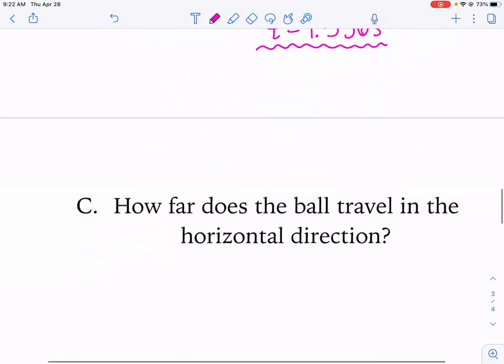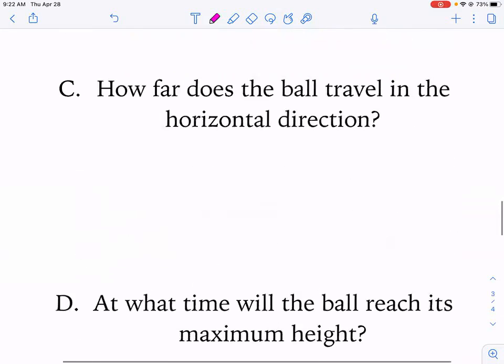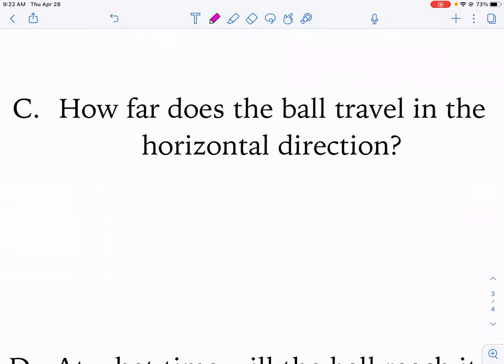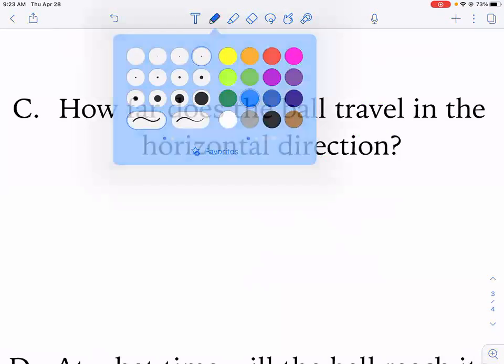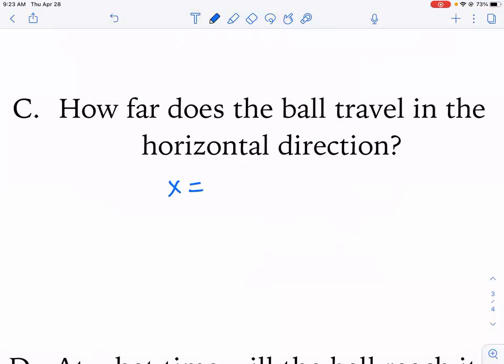So now let's answer this. How far does the ball travel horizontally? So first of all, which equation do we need to work with? X. Second of all, I'm looking for how far. So I need to plug something in for t so I know how long x is. What do we plug in for t?